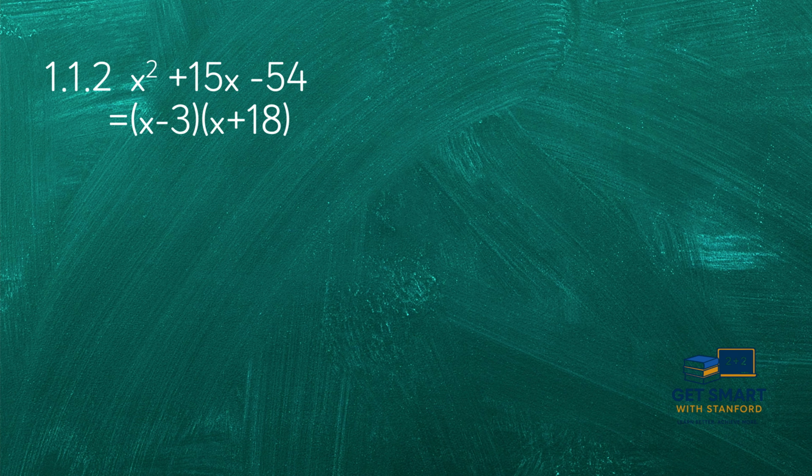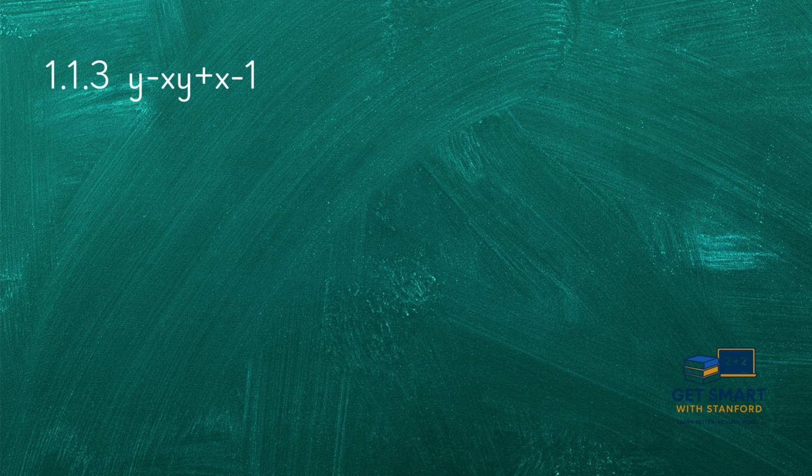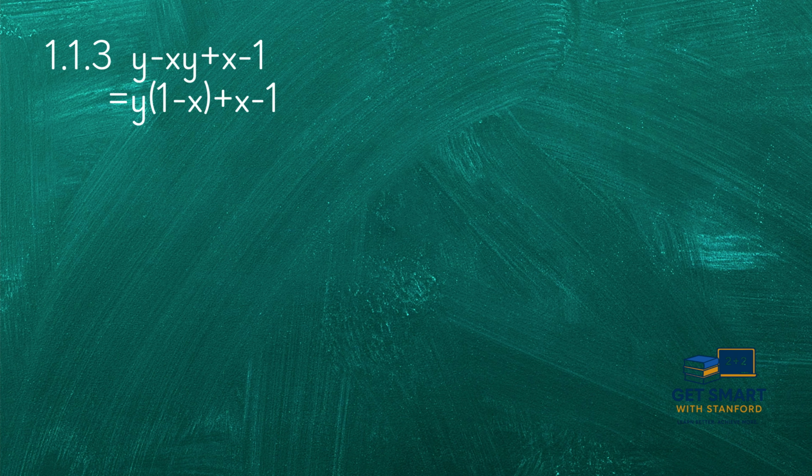And the next question, for y minus xy plus x minus 1, if we take out the common factor y from the first two terms, we will have y into 1 minus x plus x minus 1. But we want to change x minus 1 into a term that will be the same as the one we have in brackets. This must be done without changing the essence of this expression.